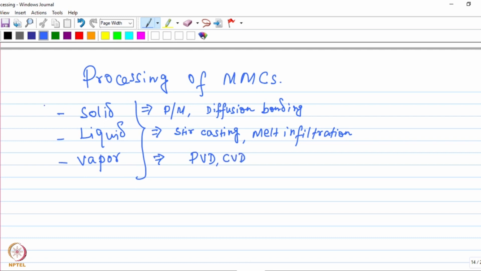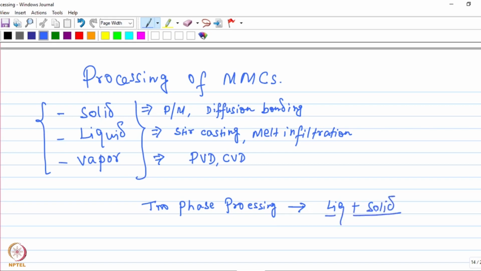Now, apart from these three main states of the matrix material in which it can be processed, the MMCs can also be processed in the two-phase region, where both liquid and solid coexist. So in this class, we are going to talk about some of these methods of two-phase processing of metal matrix composites.